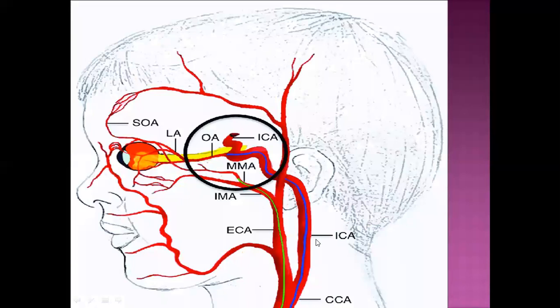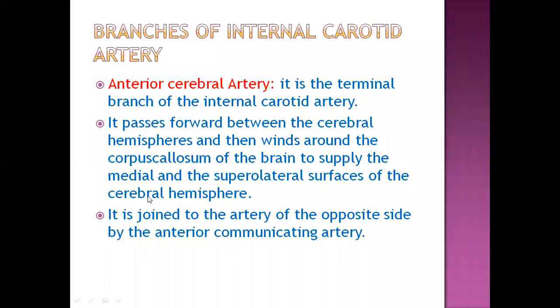So this is the internal carotid artery, and this is the ophthalmic artery, and this is the optic nerve. The ophthalmic artery moves with the optic nerve, and it supplies the eyeball. And this is the external carotid artery, and this is the internal carotid artery. The external carotid artery has terminal branches like the maxillary and the superficial temporal. This is the facial artery. To move forward, we have discussed two branches of the internal carotid artery: the ophthalmic artery and the posterior communicating artery.